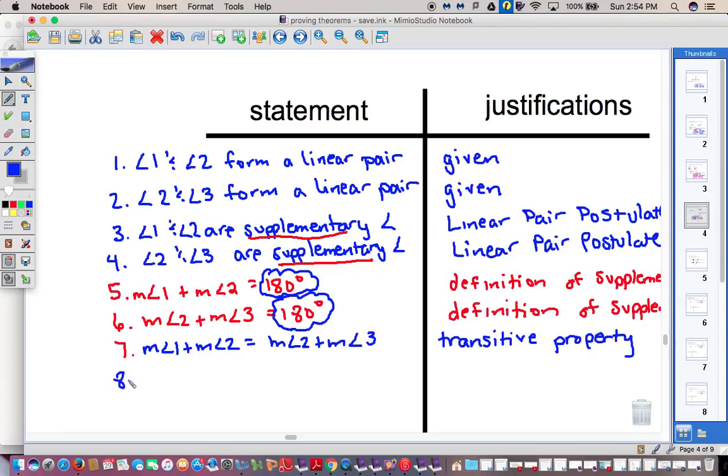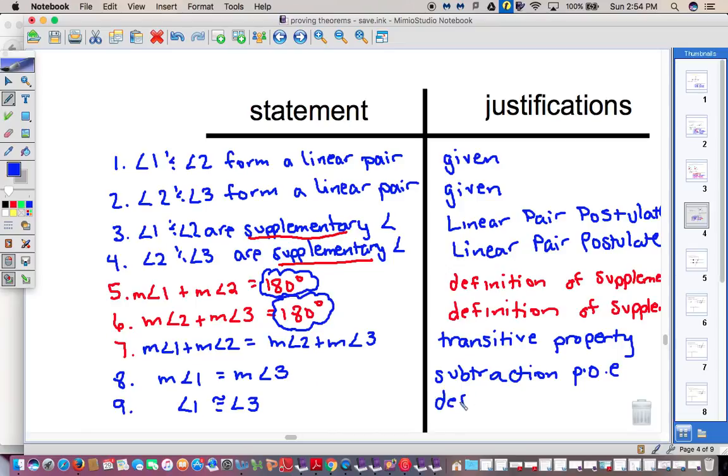Okay. And now step 8, if we subtract the measure of angle 2 from each side, we have the measure of angle 1 equals the measure of angle 3. And that's by the subtraction property of equality. And then in step 9, we're trying to prove that angle 1 is congruent to angle 3, and we can do that by definition of congruency.